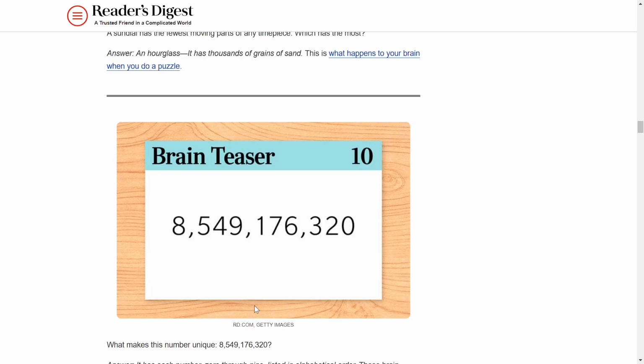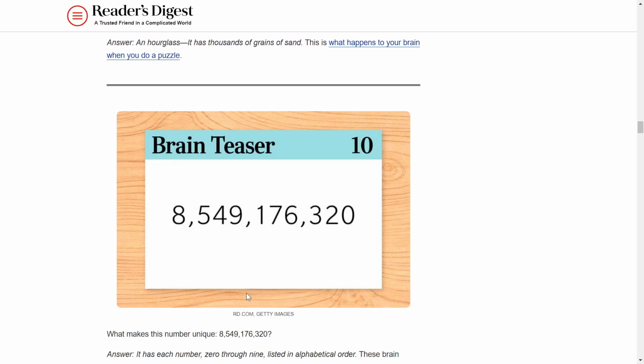I don't see any resemblance on that one. Well, 18, 14, no, I don't see it. It would just be the number of humans probably on the planet. Oh no, it has each number 0 through 9 listed in alphabetical order. 8 E, 5 F, 4 F, yeah, 9 N, 1, 7, 6, 3, 2, 0. Okay, I get it, yeah.